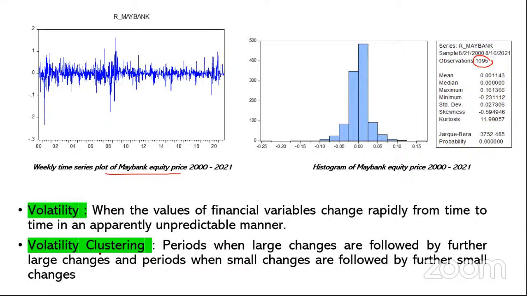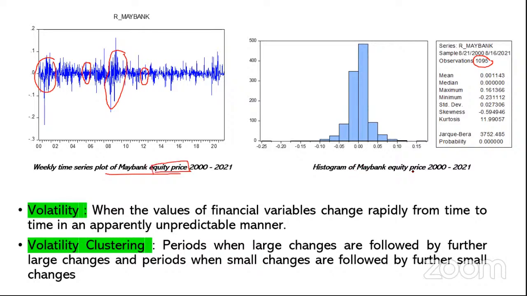So what is volatility clustering? When there are large changes, they are followed by further large changes, and when there are small changes, they are followed by small changes. This is volatility clustering. A period of large changes is followed by a large-changes period, and a small-changes period is followed by a small one. We see that this is the volatility, the changes of the return of equity price for the weekly time series.